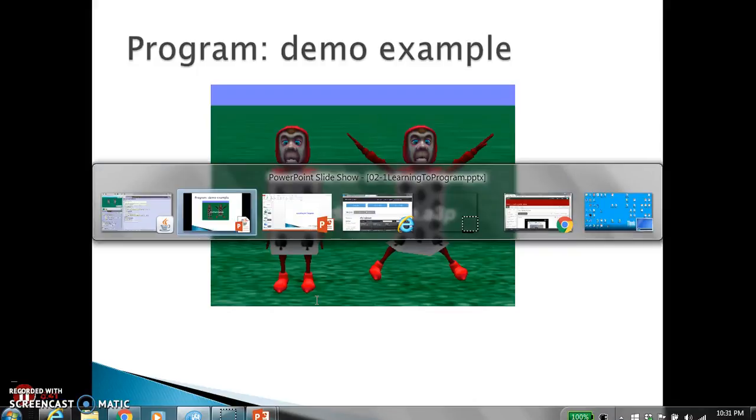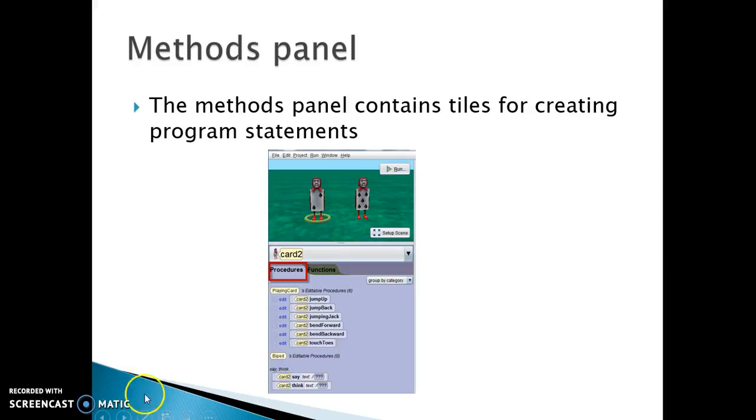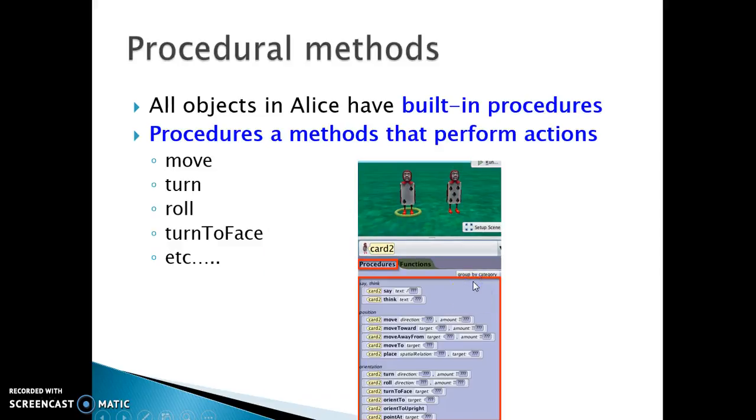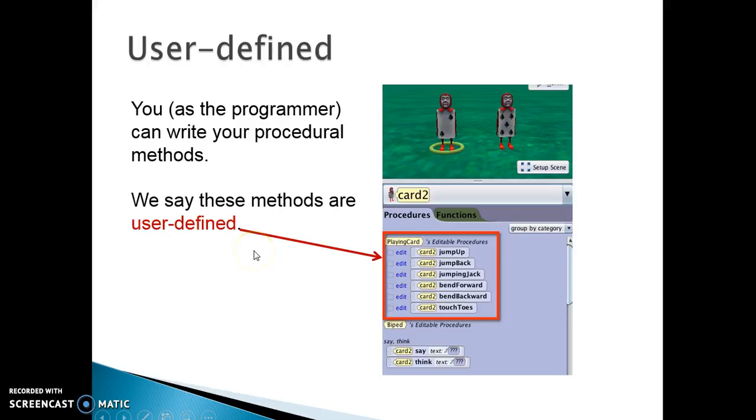All right, let's get back to the very exciting PowerPoint. Okay, so we talked about the methods panels, and you saw the different methods that were in there, right? Jump up, jump back, etc. They were under something called procedures. And we've talked about built-in methods. These come with all the objects. Every object has its own built-in ones, and then there are ones that you can write. Okay, so these are the built-in. These are the ones that were written. When we say written, we say user-defined because the user created them.